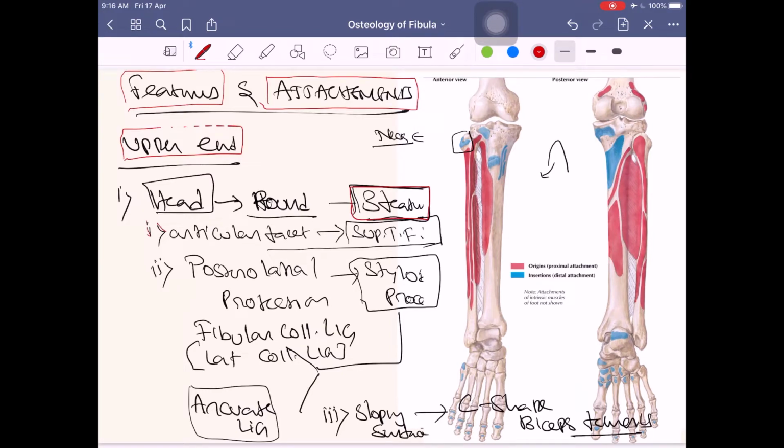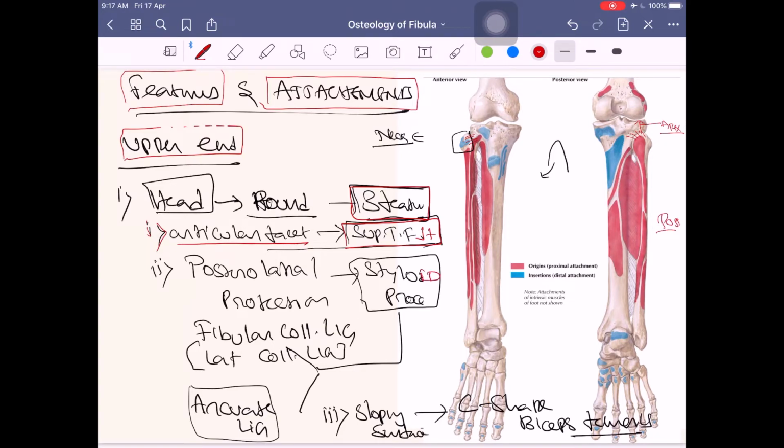The first feature I already told you, it bears a circular articular facet. This is the part where the facet is present. This facet is articulating with your lateral condyle of the tibia to form your superior tibio-fibular joint. Then the posterolateral projection. That means if you come posteriorly and laterally, in the posterior view you can see a projection going upward. This projection is what we call the apex of the fibula, also known as your styloid process.